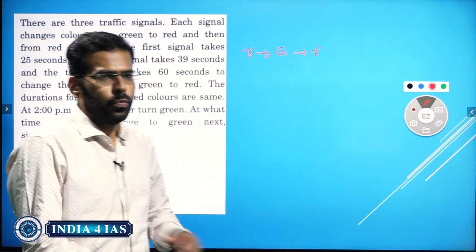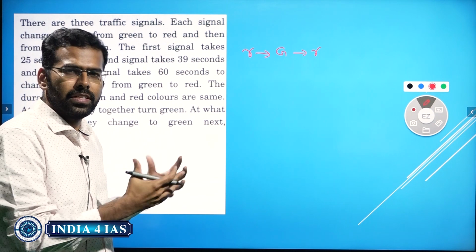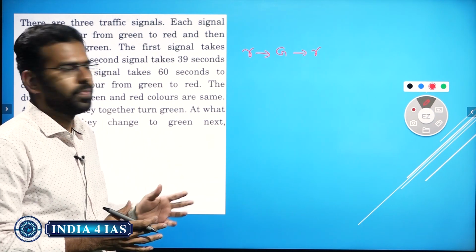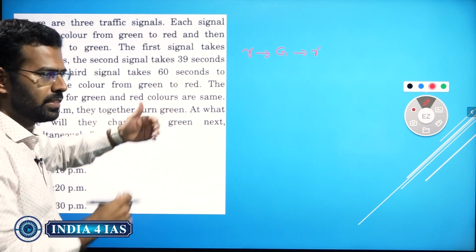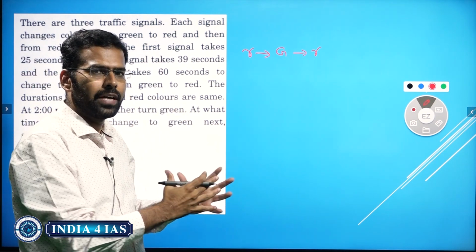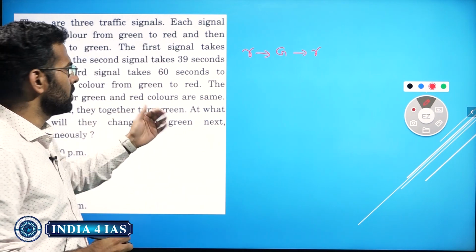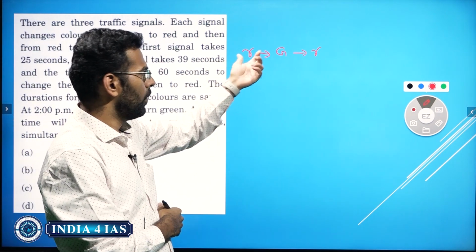See, in UPSC, questions related to this kind of signals have been asked. If you see that question, they are asking about a common multiple, or a repetition of an event, so they are asking something related to the LCM concept. The duration of green and red colors is the same. So he is saying the durations are the same.